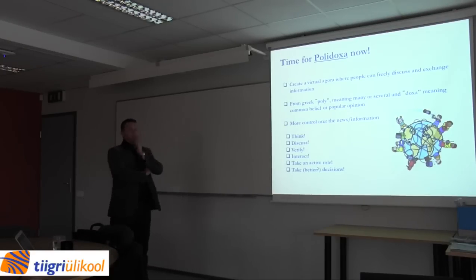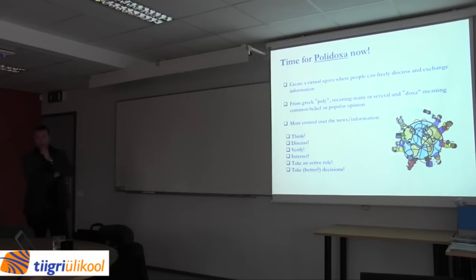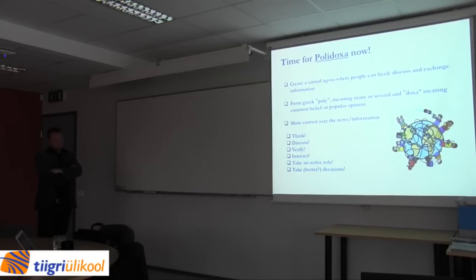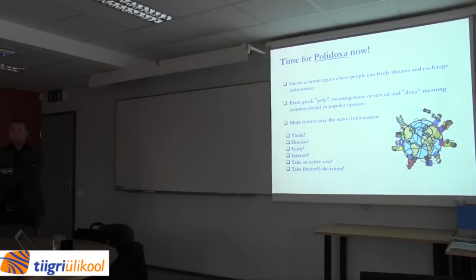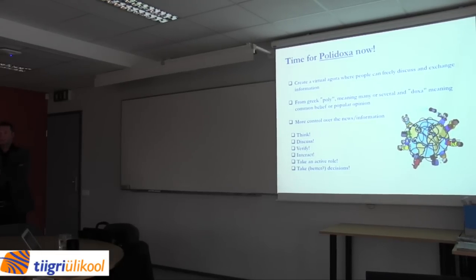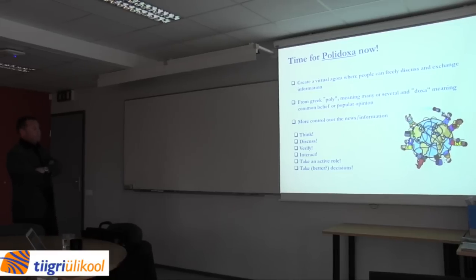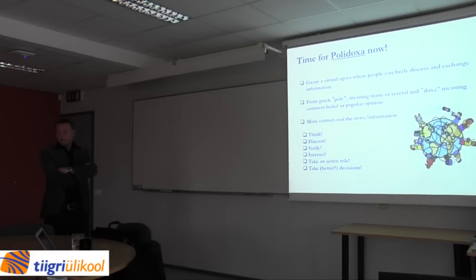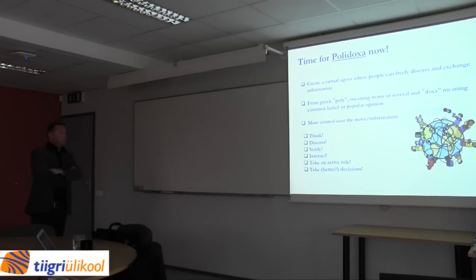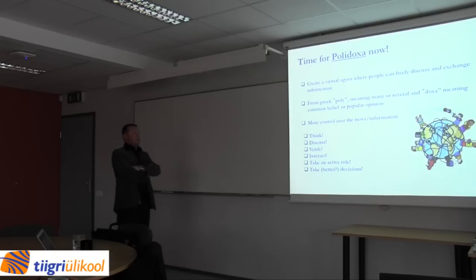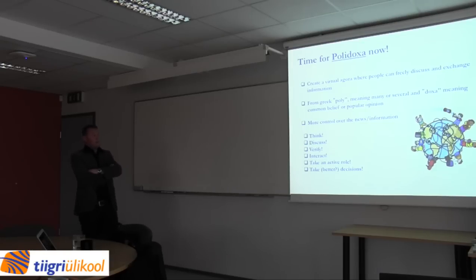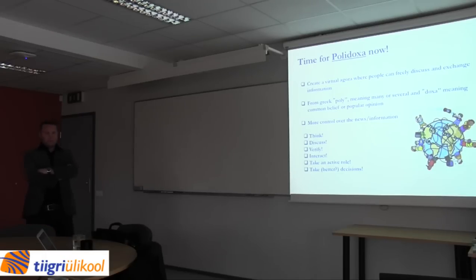So Polidoxa is a social platform. For now, we just created a Twitter prototype, because Twitter is simpler in terms of the kind of information you have to analyze. You have just text instead of pictures, and data mining is not complex. This is the point. You want to create a virtual agora to discuss information. The name is a Greek name. Poly means many, and doxa means opinion, so common belief. So Polidoxa means you can express multiple opinions.